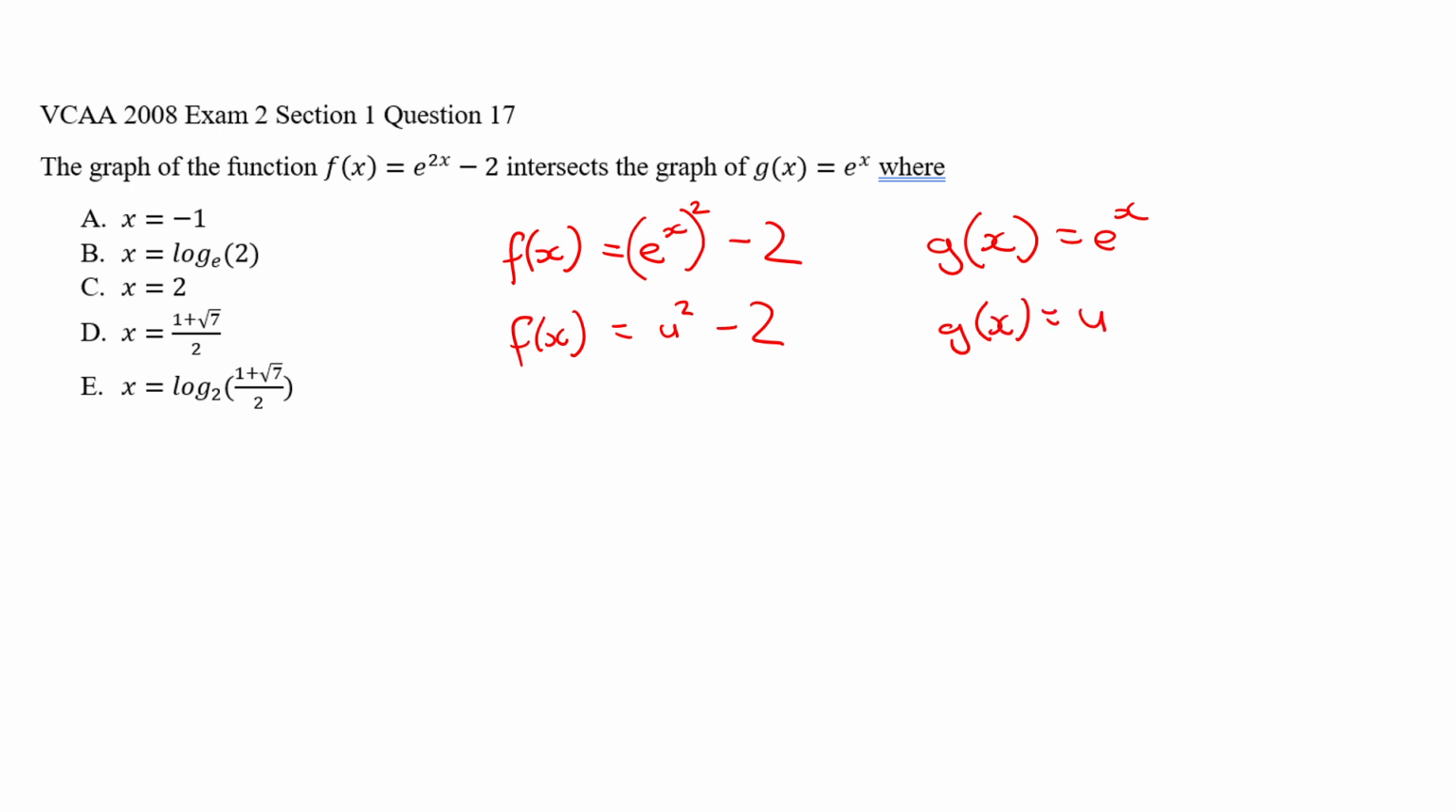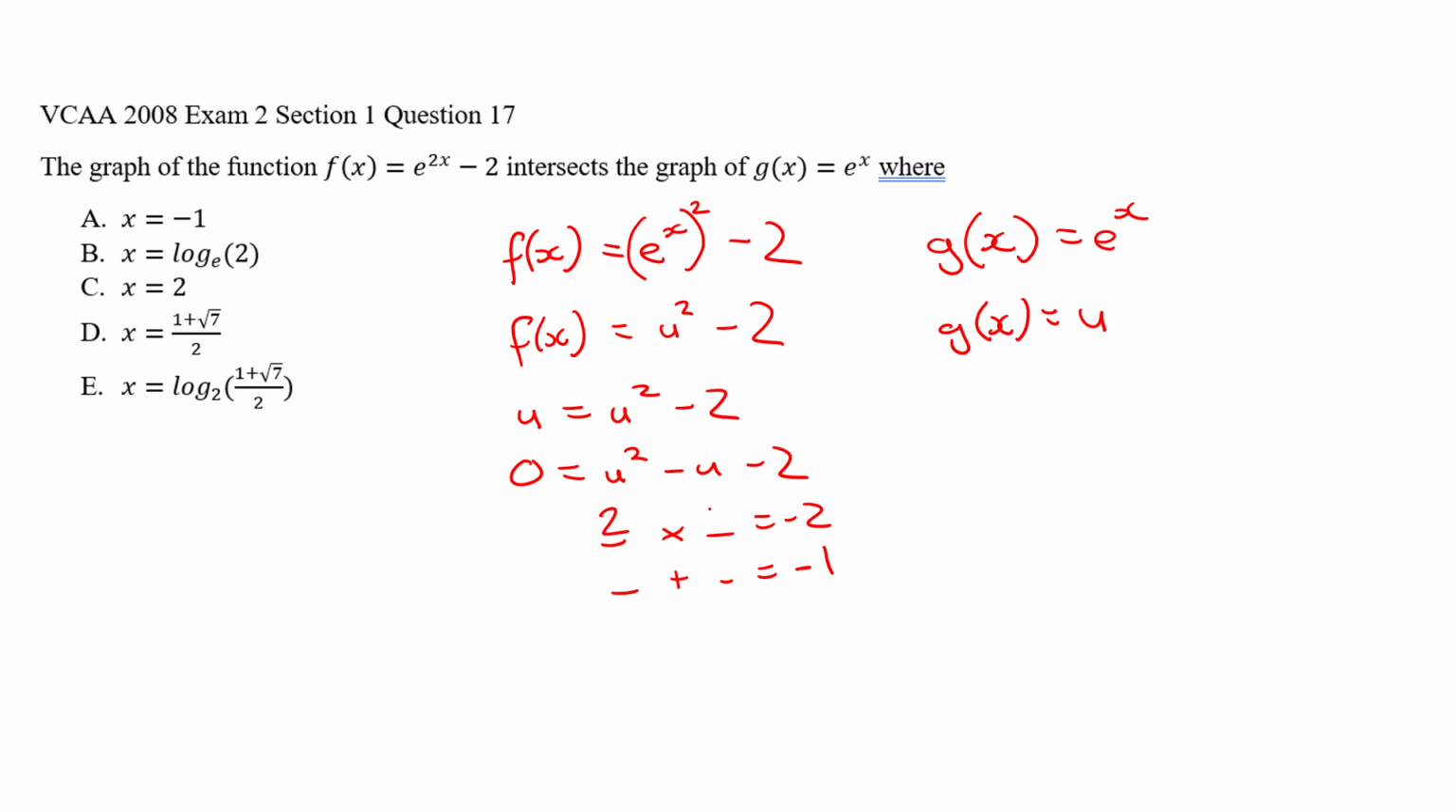That means I can make them equal to each other now, and I've got u is equal to u squared minus 2. I can get everything else to one side and make it equal to 0 and then use null factor. So I've got 0 is equal to u squared minus u take away 2. The next step is we need two numbers that times together to equal negative 2 and two numbers that add up together to equal negative 1.